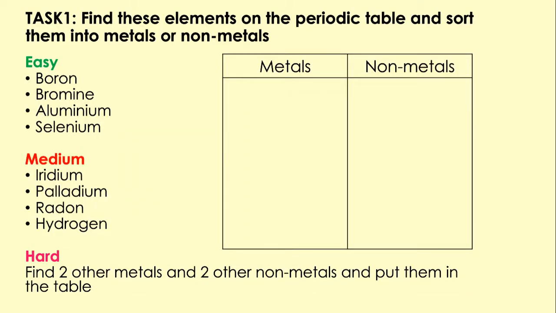So your first task, you need to use your periodic table for this, is to find all of these elements on the periodic table and then put them into the metals or non-metals column in your table. So you need to copy that table down and just put those elements in.